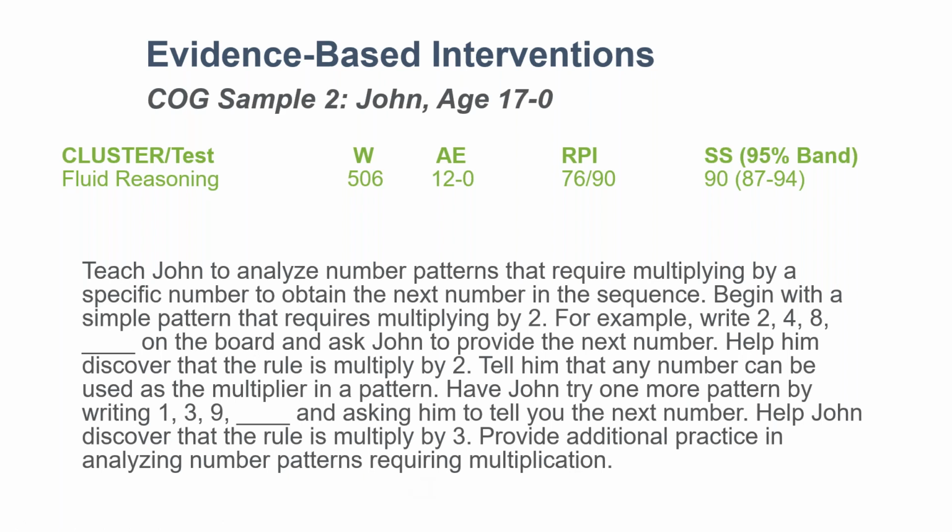You can see the student scored a standard score of 90, an RPI of 76 over 90. So low average range with regards to standard score. The RPI is telling us that while same age peers perform at 90% proficiency on those tasks involved in fluid reasoning, this particular student scored at 76% proficiency. So they're not quite up to where we would expect them to be. And so therefore, this is one of those interventions or recommendations that were provided by the system.